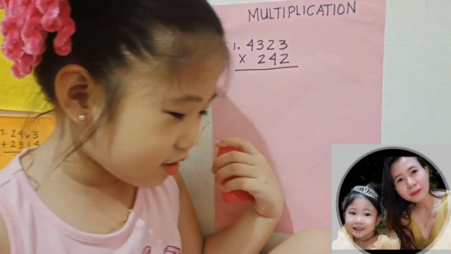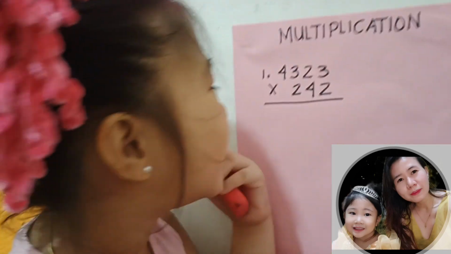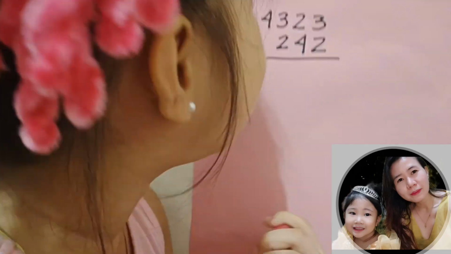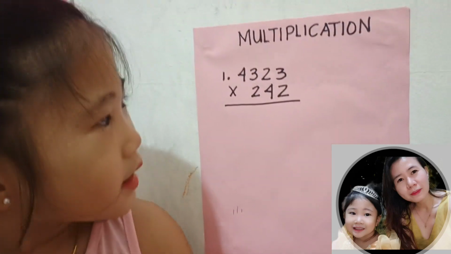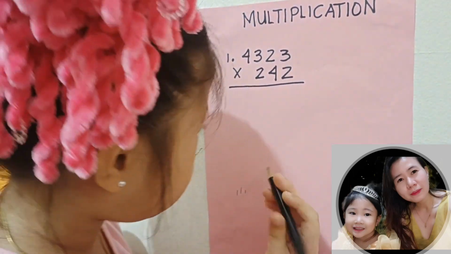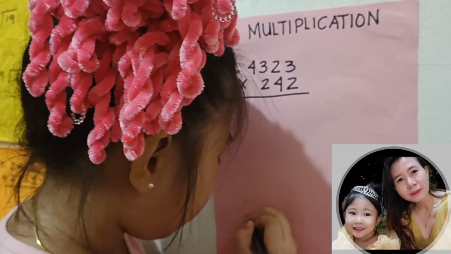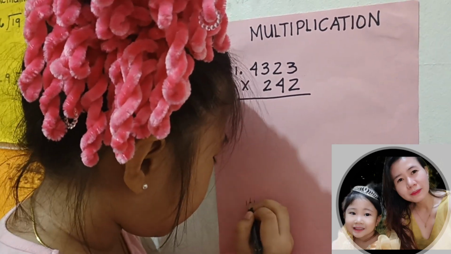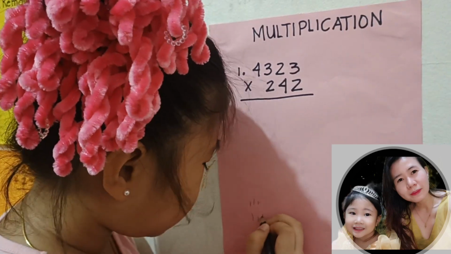Multiplication. 4 digits. 3 digits. Another one. 3 times 2, and then 3. 1, 2, 3. Times 2. 3 times 2. 1, 2, 3. 1, 2, 3, 4, 5. 1, 2, 3. 1, 2, 3, 4, 5, 6.